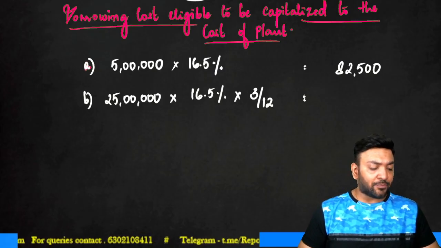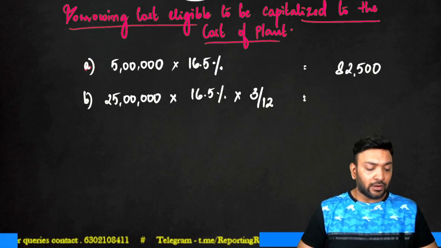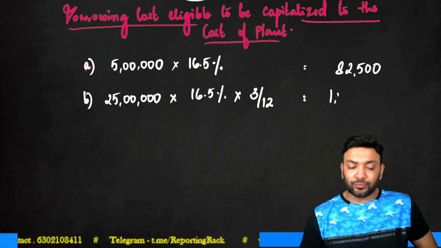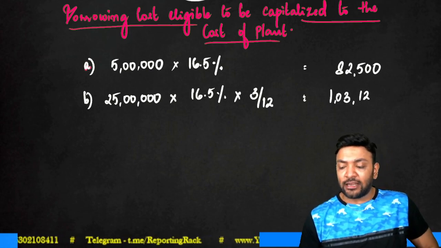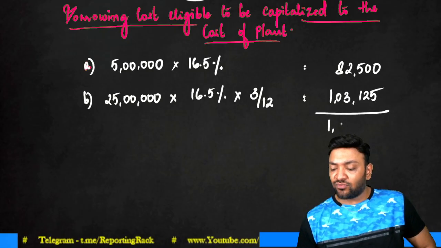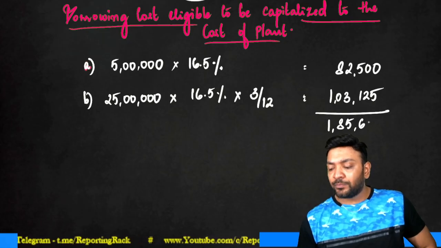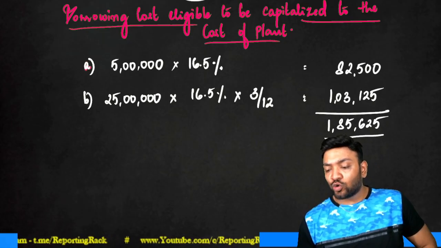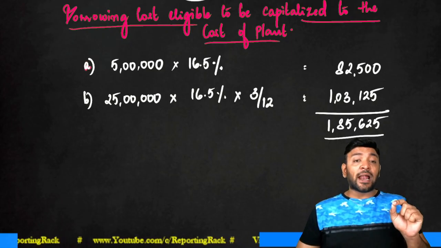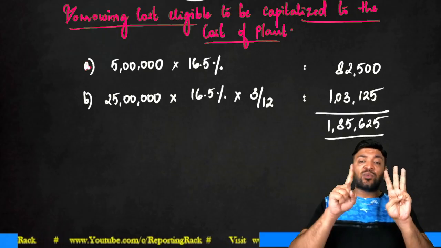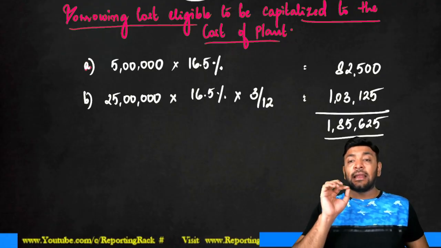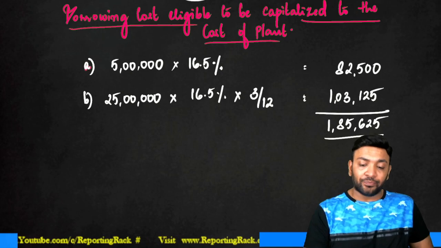25 lakhs into 16.5% into 3 by 12, 1 lakh 3,125. Therefore, the total amount eligible to be capitalized is 1 lakh 85,625 is the total borrowing cost which is eligible to be capitalized to the cost of the plant. Cost of the plant already incurred 30 lakhs plus 1 lakh 85,625. Therefore, the total cost of the plant is 31 lakh 85,625.